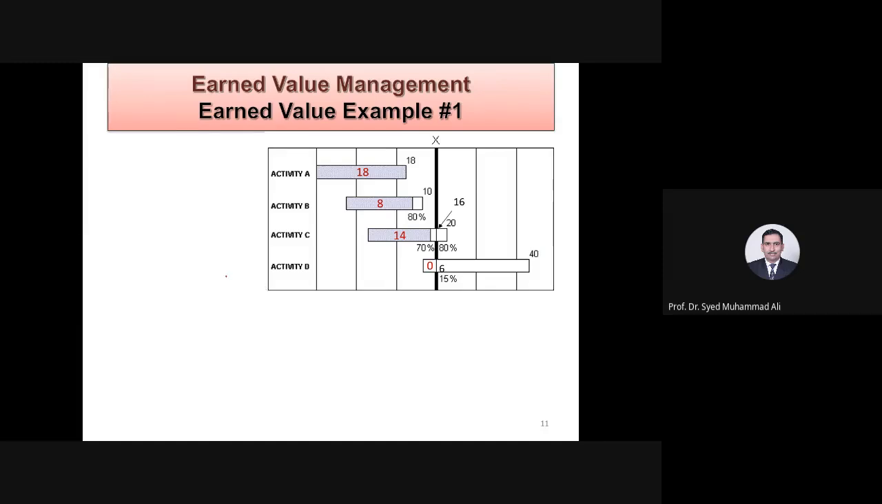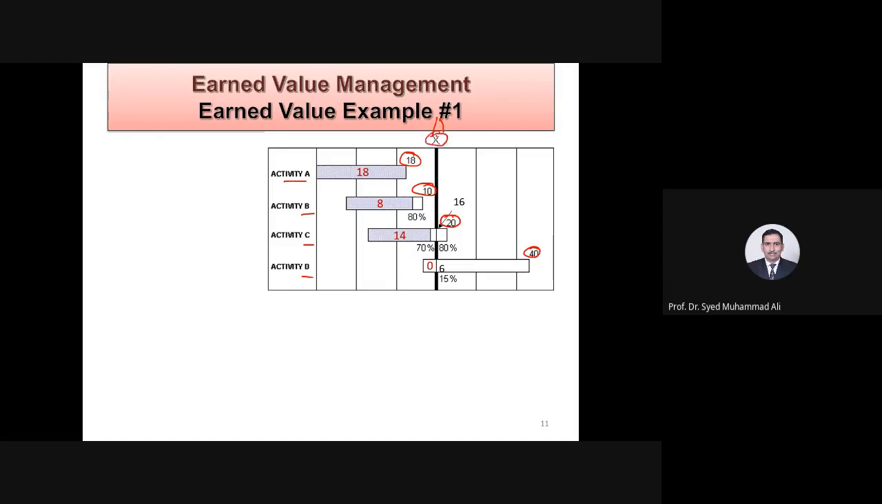You have 4 activities. Activity A, B, C and D. Activity A has 18 units, 18 days, 18 hours, or 18 units of work. It can be anything, man months, man days, hours, whatever. Activity B is planned to have 10 days, for example. Let's say these units are days. Activity C has 20 units. Activity D has 40 units. Right?